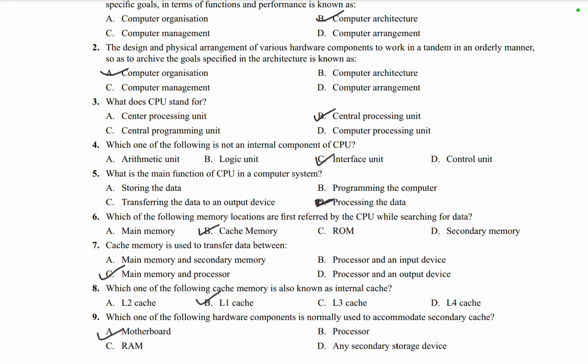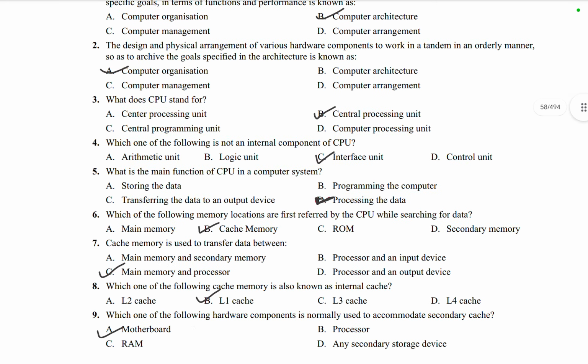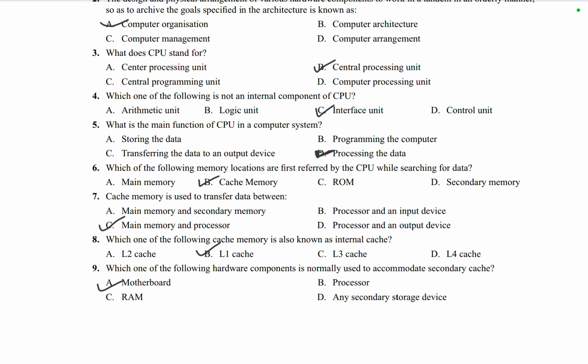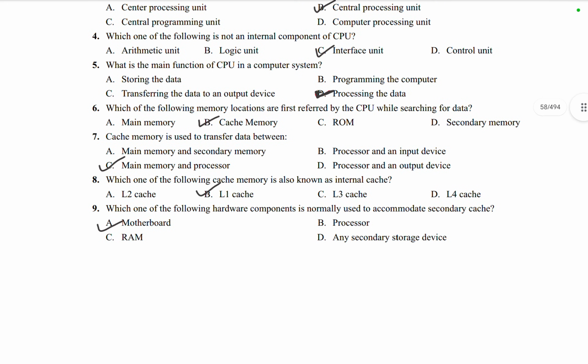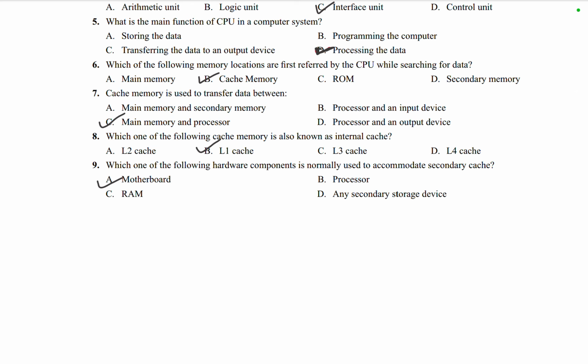What does CPU stand for? Central Processing Unit. Which one of the following is not an internal component of CPU? Interface unit. What is the main function of CPU in a computer system? Processing the data. Which of the following memory locations is first referred by the CPU while searching for data? Cache memory. Cache memory is used to transfer data between main memory and processor.